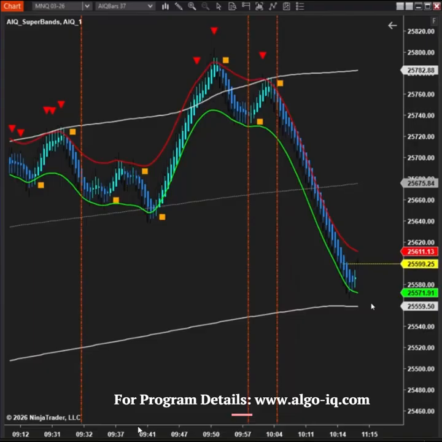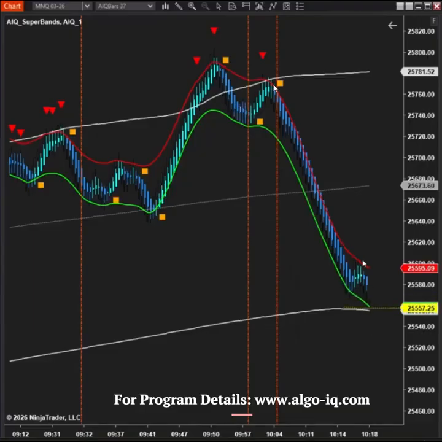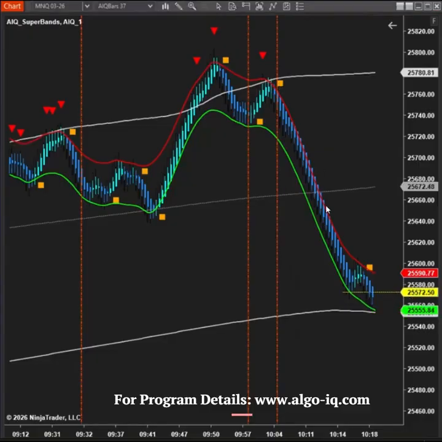And as you can see, we took a move all the way. I got in right after this first signal. So right around here, rode it all the way up, took a tiny bit of heat, came back, retested, and we swung all the way down.